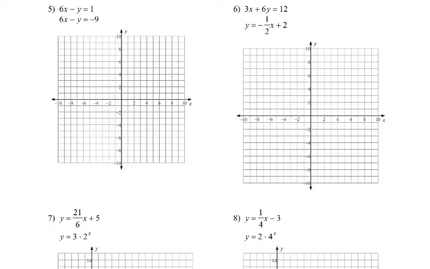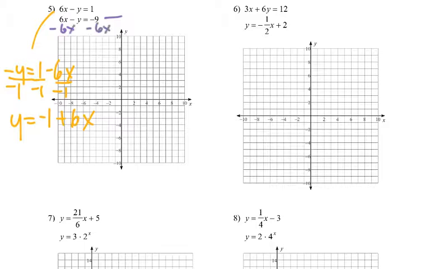Okay, if we look at number 5, again, we'd subtract a 6x, we'd have negative y equals 1 minus 6x, divide by a negative 1, get y equals negative 1 plus 6x. If we do our second equation, we'd subtract a 6x again, so we'd get negative y equals negative 9 minus 6x, divide by negative 1.